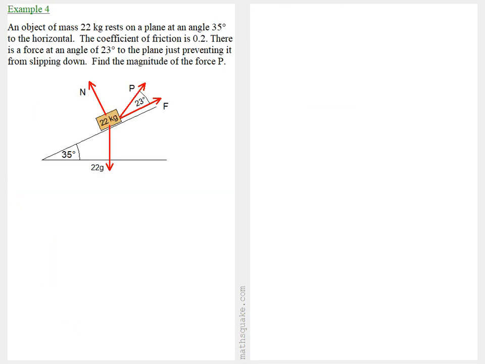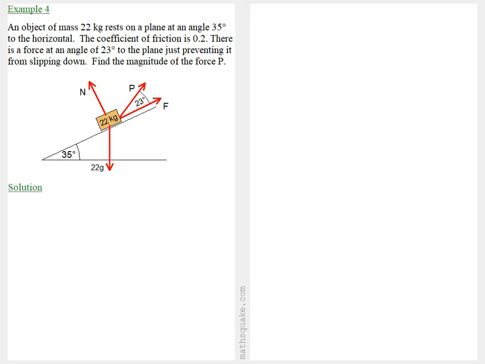In example 4, we have an object of mass 22 kilograms resting on a plane at an angle of 35 degrees to the horizontal. The coefficient of friction is 0.2. There is a force at an angle of 23 degrees to the plane, just preventing the object from slipping down. Find the magnitude of the force P.